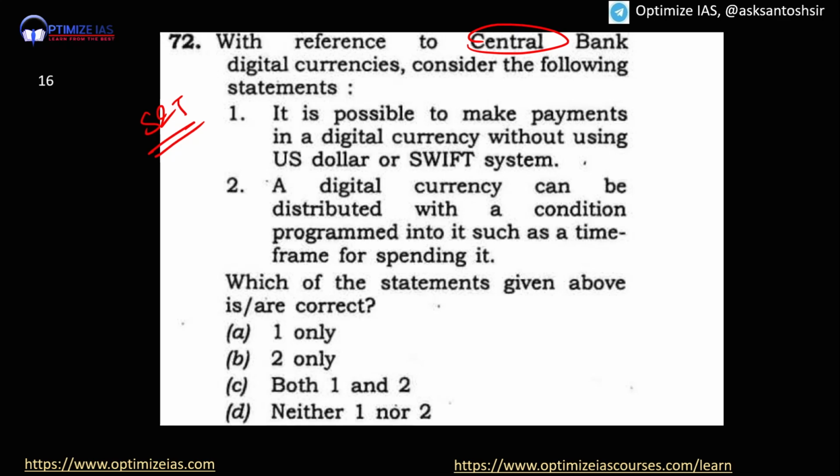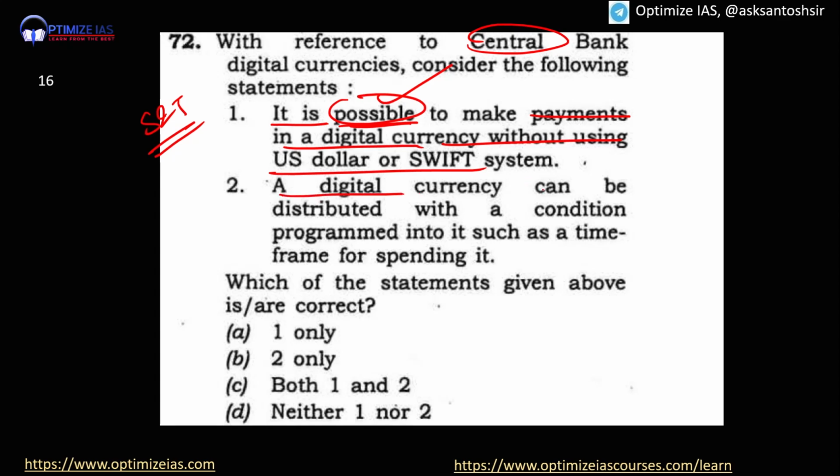So here I have told you one rule: wherever possibility is there, generally those statements will be correct statements. Here it says that it is possible to make payments in a digital currency without using the US dollar or the SWIFT system. Here the word "possible" makes this statement correct.